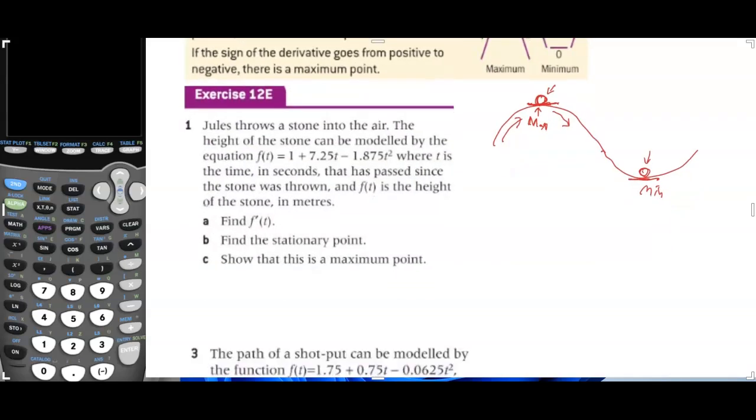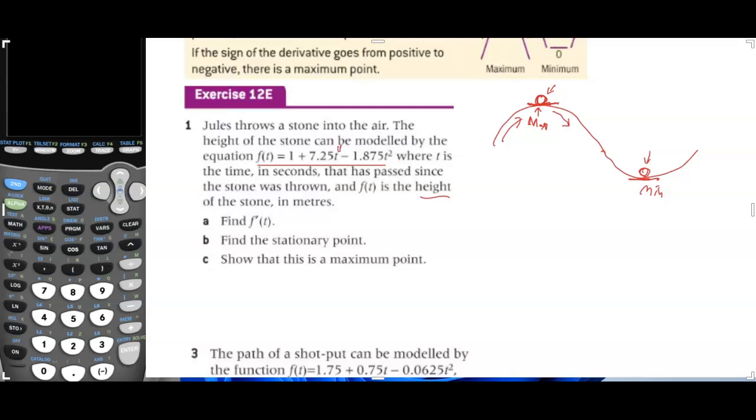Jules throws a stone into the air. The height of the stone can be modeled by this equation. Okay? Where t is time in seconds that has passed since the stone was thrown, and f of t is the height of the stone in meters. So the y or the output of the function is the height, and the input is the time. T is time usually. Okay?